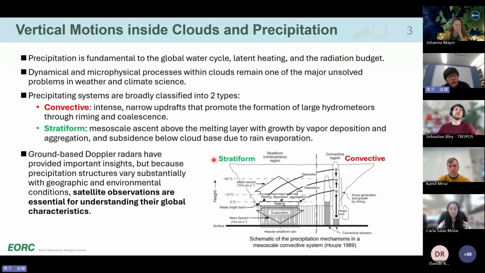Through ground-based Doppler radar measurements, the features of such convective and stratiform systems have been studied, but there are substantially variable structures with geographic and environmental conditions, so satellite observation is important for understanding the global characteristics.